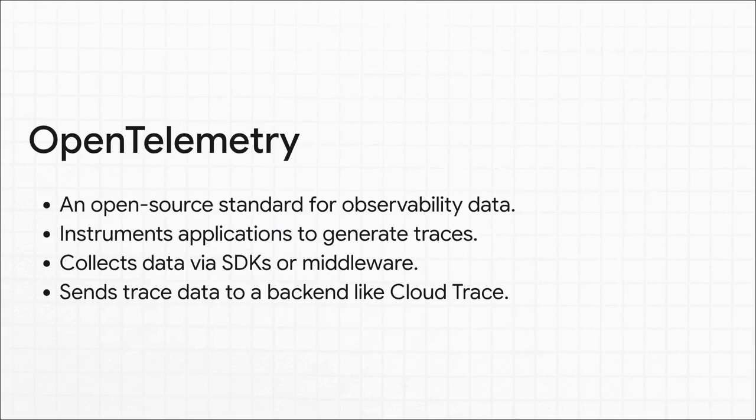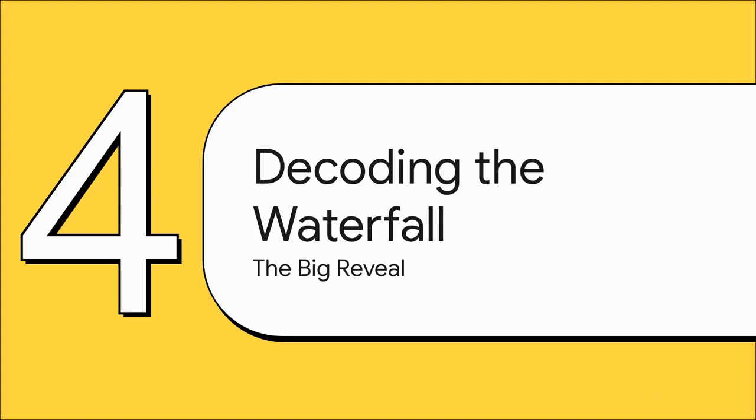And that common language, that universal translator, is OpenTelemetry. It's this awesome open source standard that gives you everything you need to instrument your code. Basically, you're just adding these little watchers inside your application. This instrumentation is what actually gathers all the clues, the spans, and then sends them off to a back-end system like Cloud Trace for analysis.